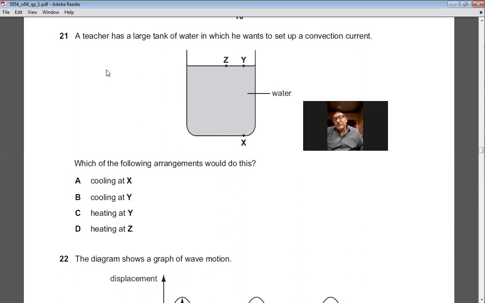Which of the following arrangements would do this? Cooling at the X, that's wrong. Cooling at the Y, yes, that's right. Heating at the Y, that's wrong. Heating at the Z. We do not heat from the top. Do cooling from the top and the heating is done from the bottom. You see? So cooling at the Y. B is the right choice. Question number 21, B is the right choice.